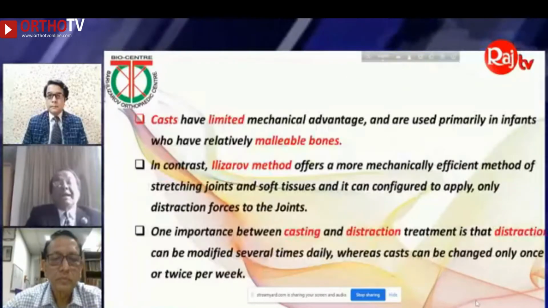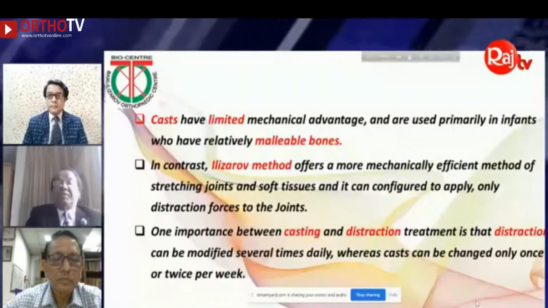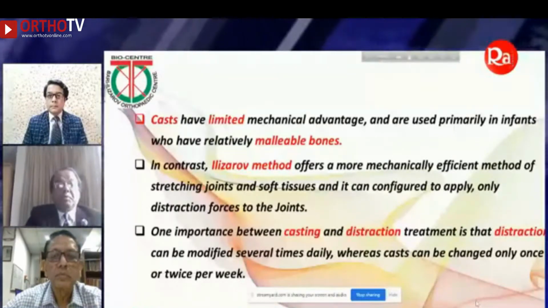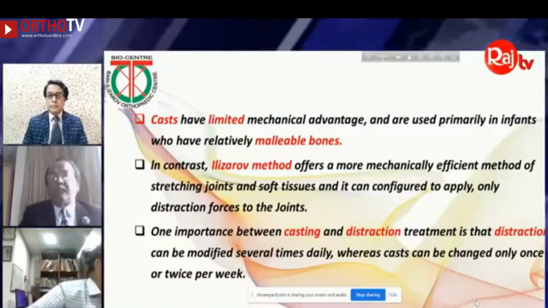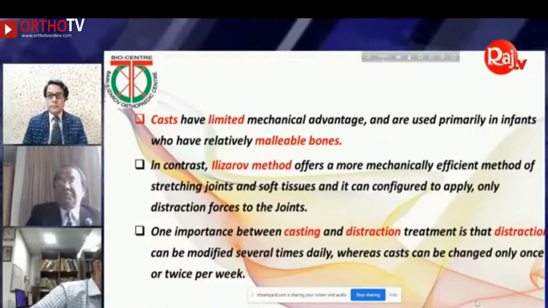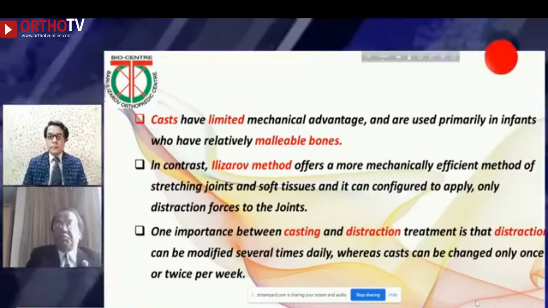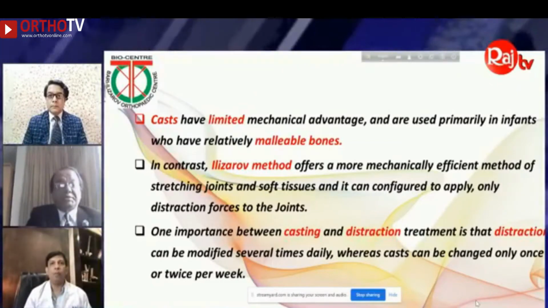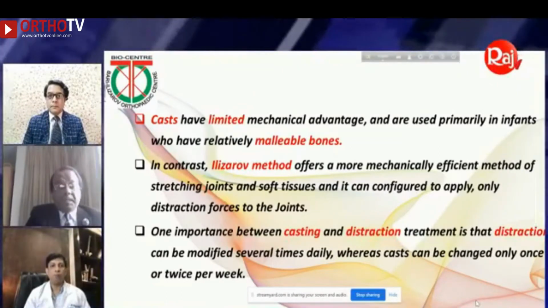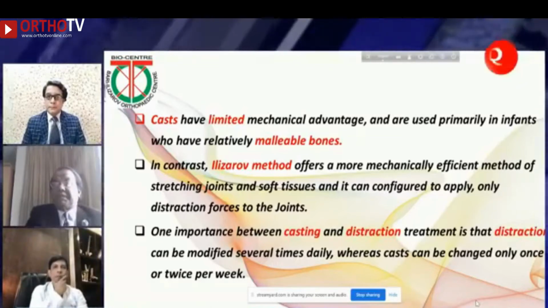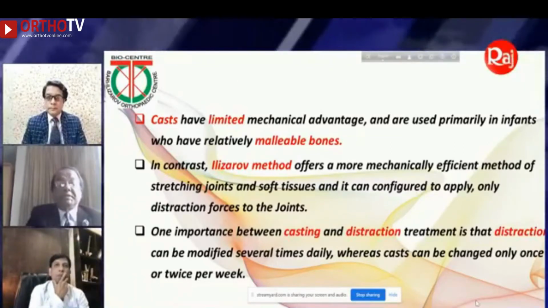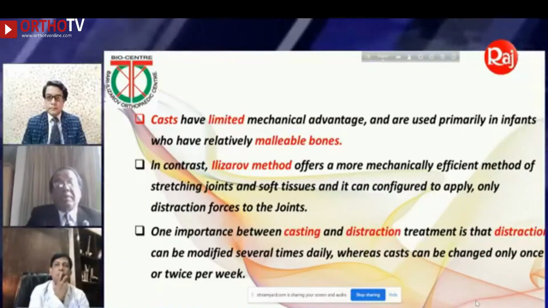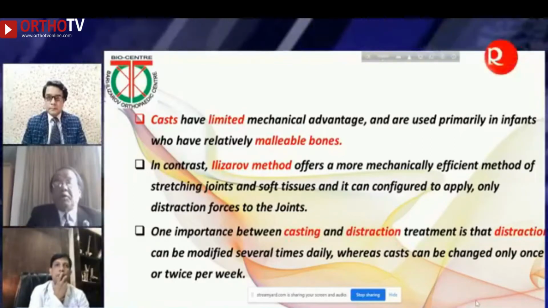If you think about the cast, that is a limited mechanical advantage, and you can use cast only in malleable bones. In contrast, the Ilizarov method offers a more mechanically efficient method of stretching joints and soft tissues, and it can be configured to apply only distraction forces to the joints. One important difference between the casting and the distraction treatment is that distraction can be modified several times. Whatever you like, you can change. But cast cannot be changed.